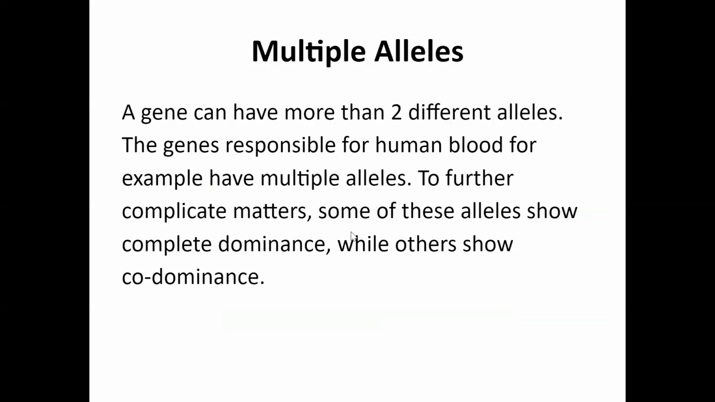The third out of the four is multiple alleles. A gene can have more than two different alleles. The genes responsible for human blood type are an example that has multiple alleles. To further complicate matters, some of these alleles show complete dominance and some of them show codominance. So there can be a bit of variety here.